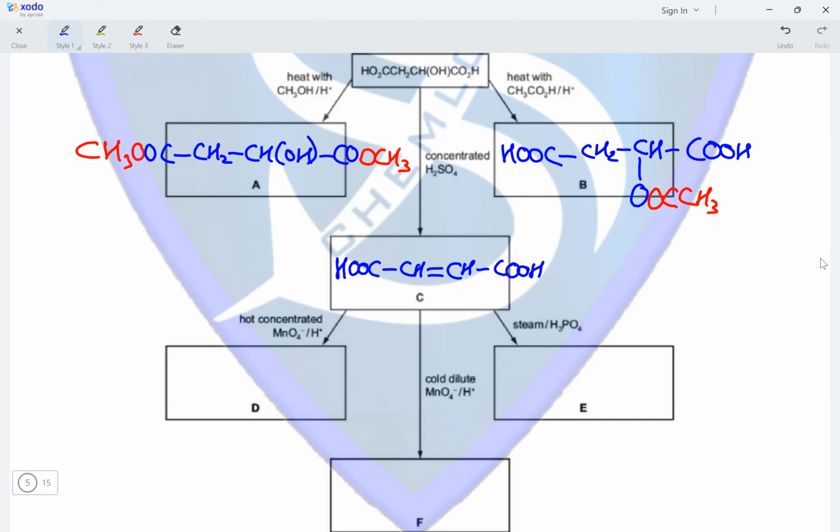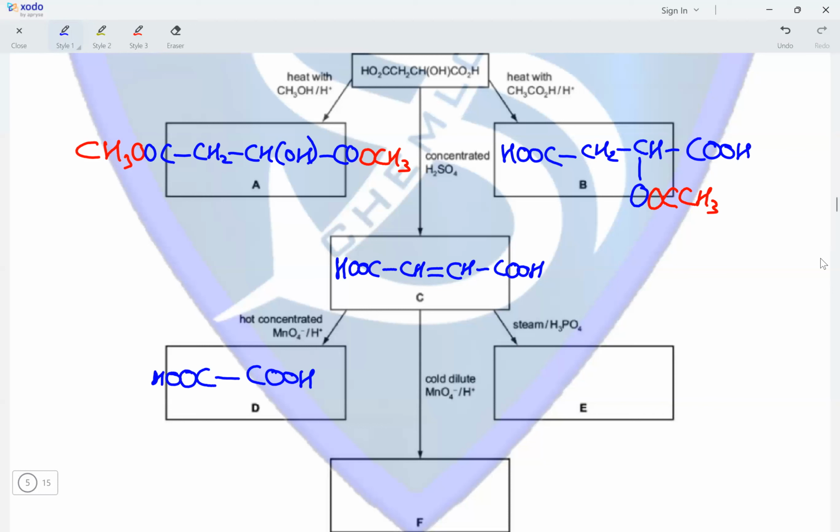The next reactions are of compound C. So when this compound is reacted with hot concentrated KMnO4, the double bond would cleave. And now, since this is a symmetrical alkene, the product formed would be the exact same product. So we have formation of COOH on one side and COOH on the other side as well. So this is oxalic acid. So it is the organic product that is formed.